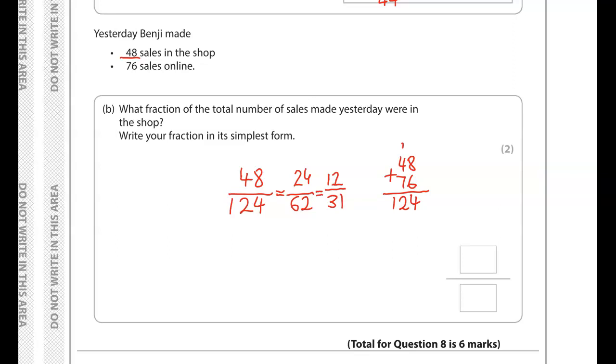And let's check, can we divide them by 2 again? We can divide the 12, but we can't divide the 31 to give us a whole number. Can we divide them by 3? No. We can't divide the 31 by 5, and so on. 7 doesn't work either, so we're going to stop here and write 12 out of 31.